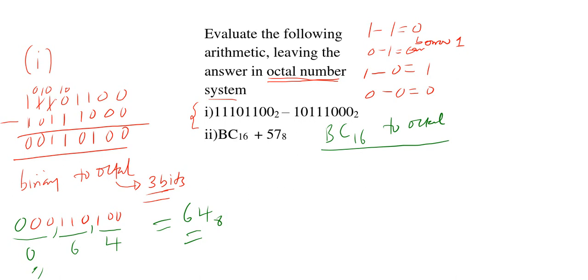In this kind of conversion, we don't have a direct method from base 16 to base 8. So you can either change to decimal and then back to octal, or change to binary and then to octal. But the simplest way is from base 16 to binary and then from binary to octal, the way we have seen in this case.